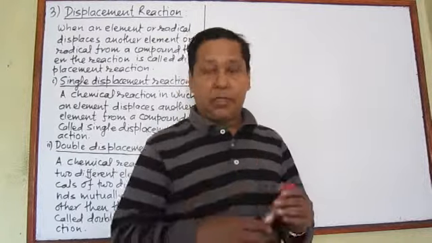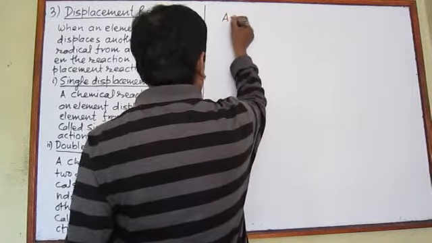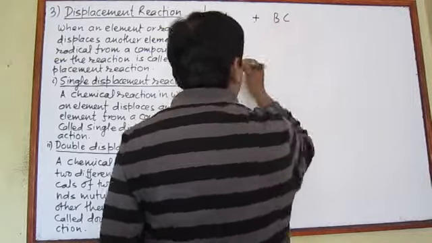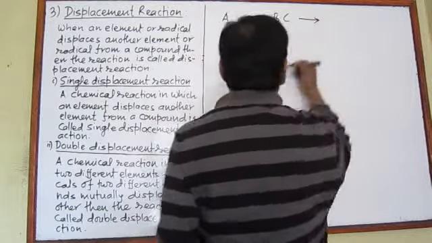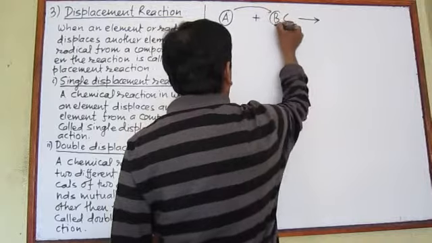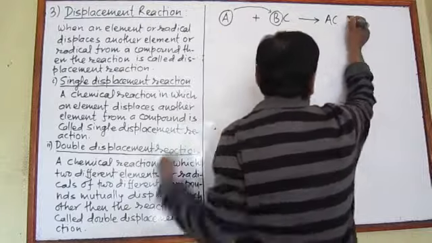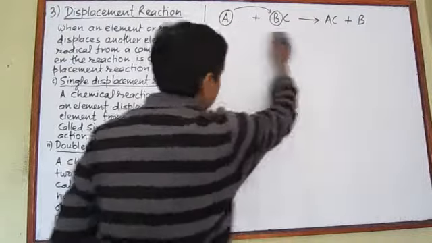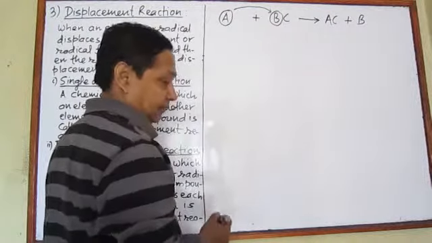I want to tell you something more about this a little more clearly. Let's say this is an element A. There is a compound BC. Why am I writing BC? Because it contains at least two elements. And if they react in such a way that the element A displaces another element B from this compound, then we'll have a compound AC and B is displaced, it becomes free. This is an example of displacement reaction. Actually, this is single displacement reaction.